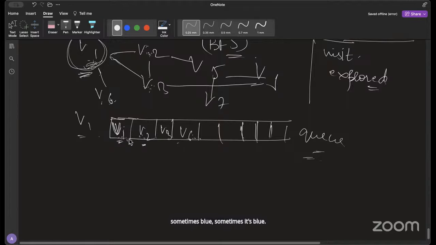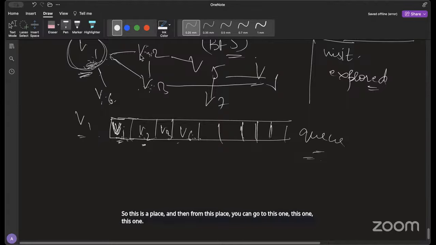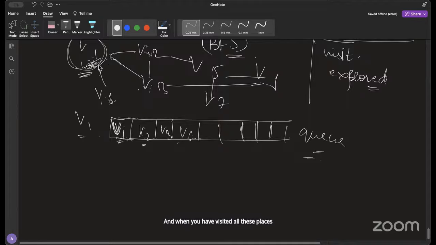Okay. So then we include V1 in the table, right? You include V1 here in this queue. Then you visit all the vertices. Visiting means just going there. Consider these to be places, right? So this is a place, and then from this place you can go to this one, this one, this one. And when you have visited all these places, then you say V1 has been explored.